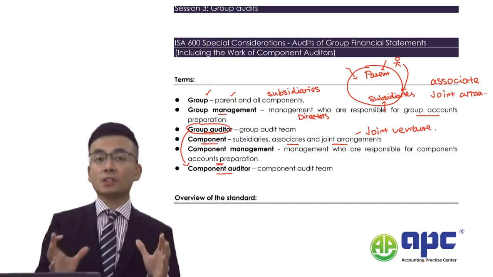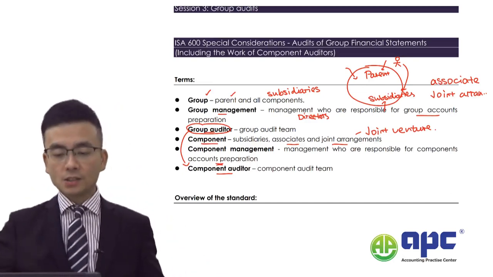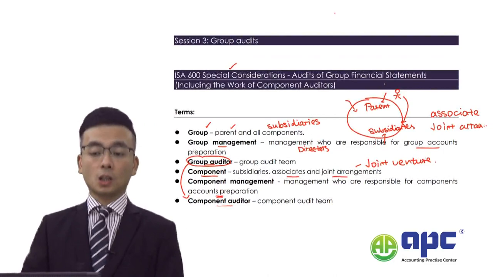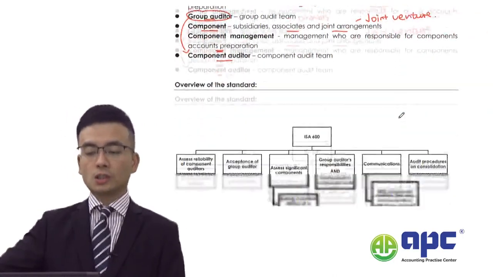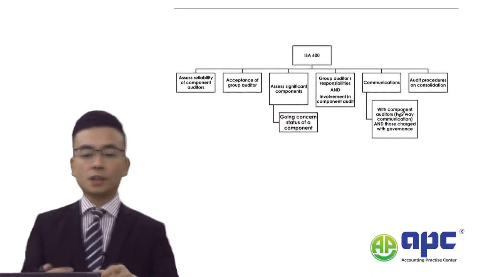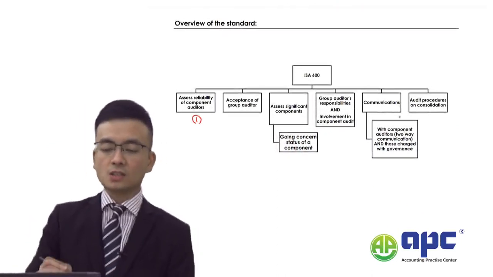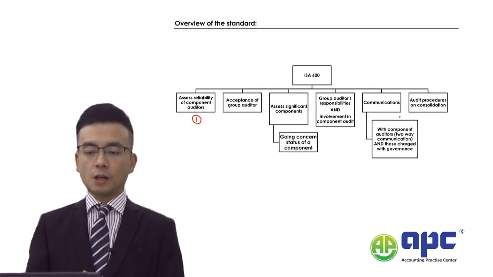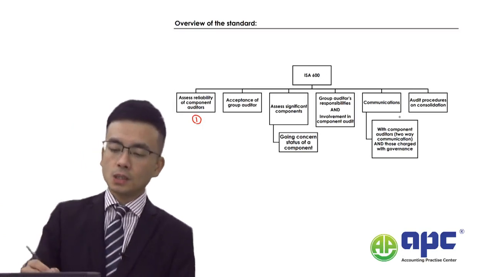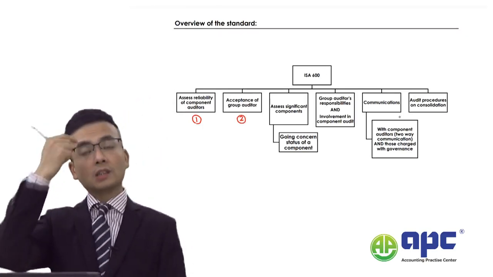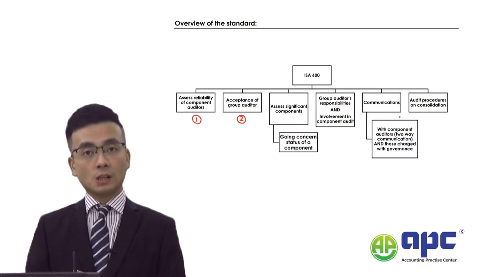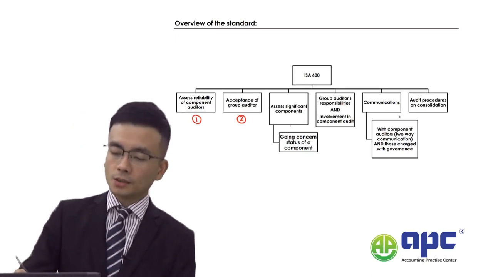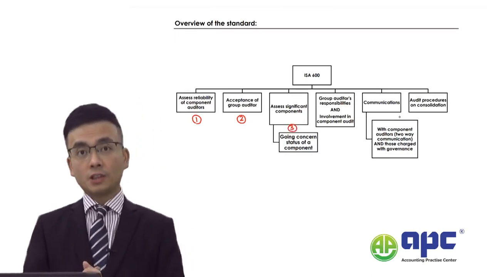Now, once we've understood these terminologies, let's see the ISA 600 is the special considerations for the group audit, including the work of component auditors. Now, what sort of things do we need to cover here? First of all, we need to assess the reliability of component auditors before we work with them. So for example, whether or not they've got a license. And then the factors to be considered before we accept as the group auditor to be responsible for the audit of the client's company. And then we need to assess significant component.